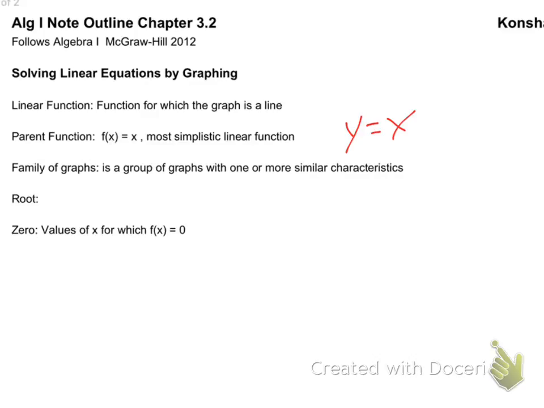Okay? But then we move down a line here, and it says a family of graphs. Here's the cool thing about a family of graphs. A family of graphs, guys, is a group of graphs that have one or more similar characteristics. The cool thing about the parent graph and their families is that they look exactly the same. It's just that they're moved. You move them from where they start. So they're in different places. They all look the same, but they're in different places.